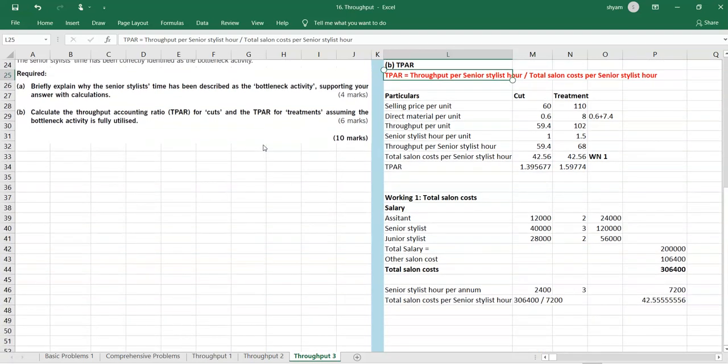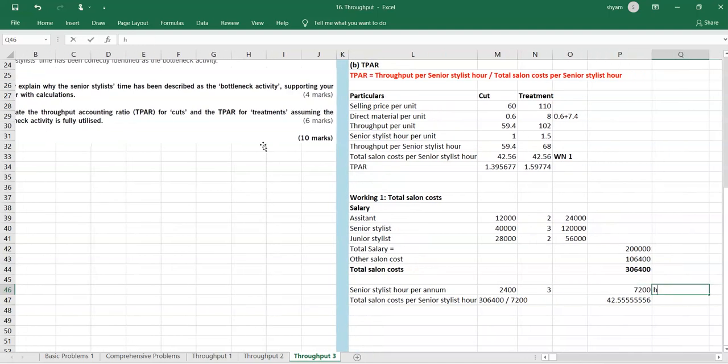And how did we find out the total saloon cost? 12,000 is paid to an assistant, 2 people are there. 40,000 to senior stylist, 3 people are there. 28,000 to junior stylist, 2 people are there. So the total salary comes to 2 lakhs. And the other saloon cost is 1,06,400. Total is 3,06,400. For senior stylists, there are 2,400 hours in a year they can work, and there are 3 people. So totally it comes to 7,200 hours.